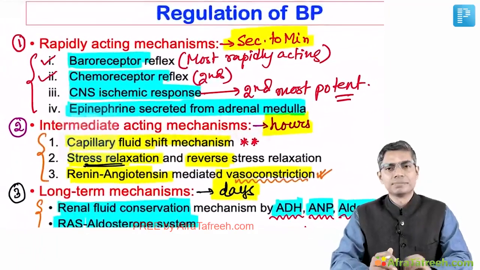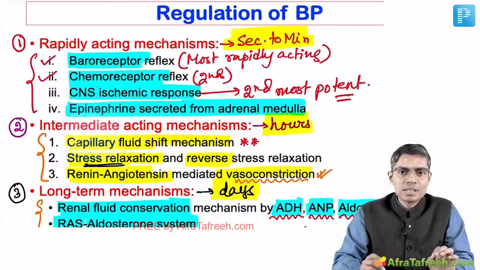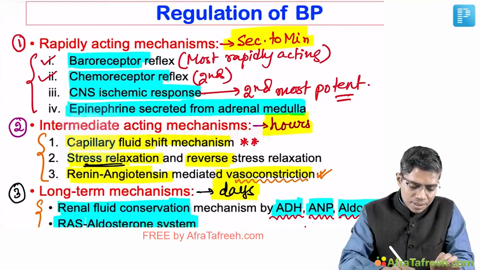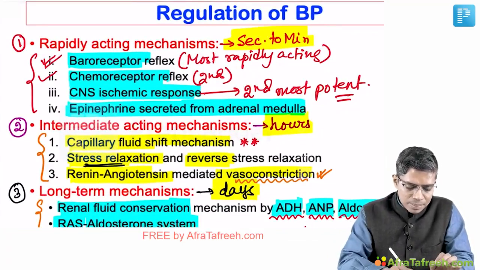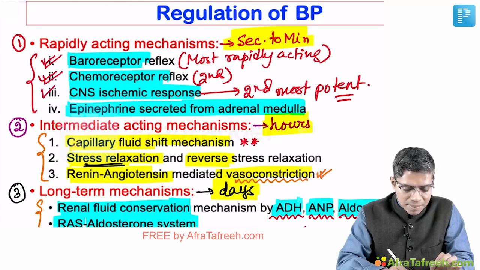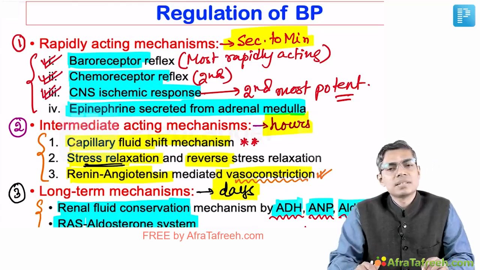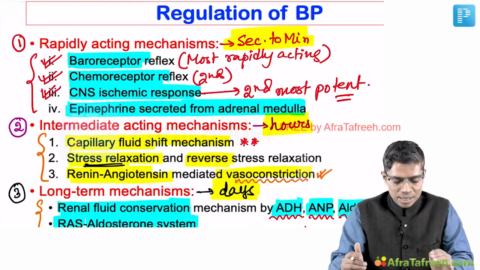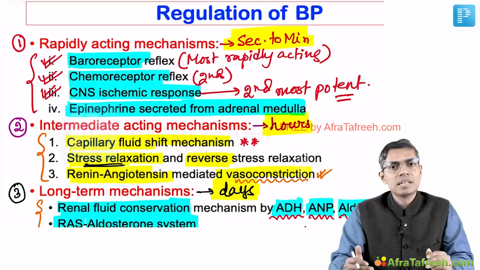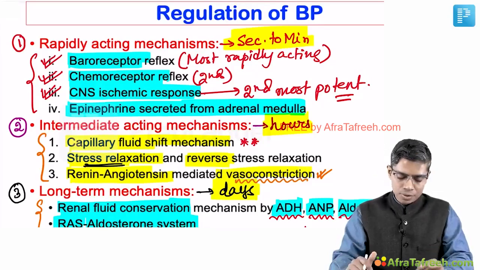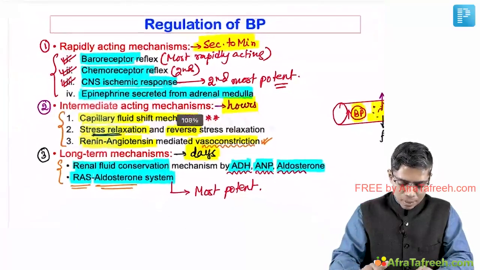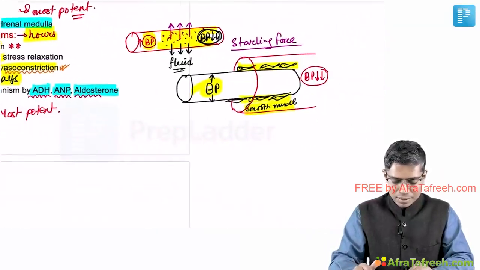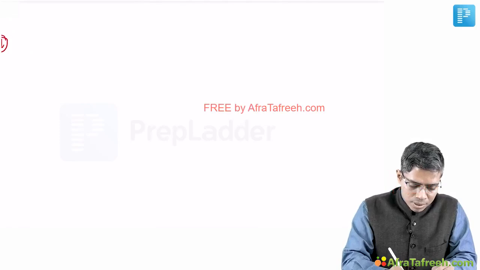Now the main thing that we have to read completely is these three: baroreceptor reflex mechanism, chemoreceptor reflex mechanism, and CNS ischemic response. How these three immediately acting, rapidly acting mechanisms control your blood pressure. So now we are starting with the baroreceptor reflex.